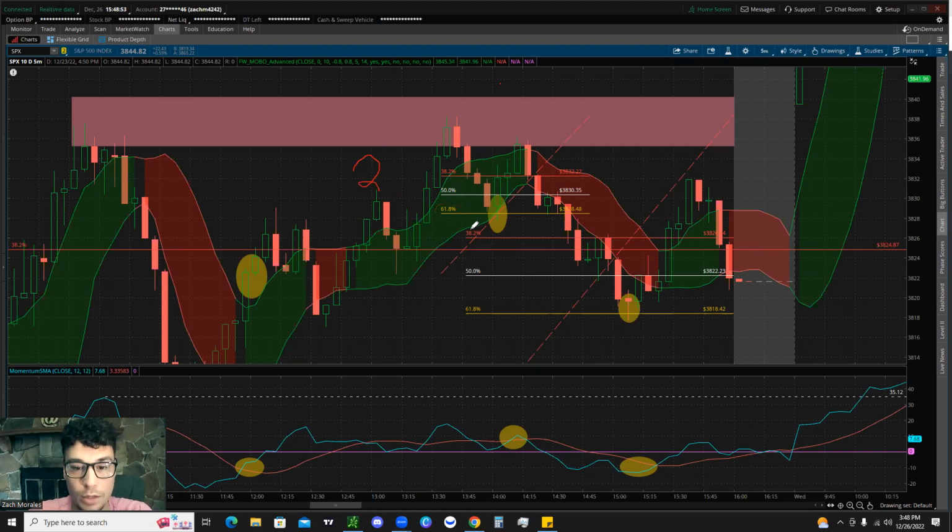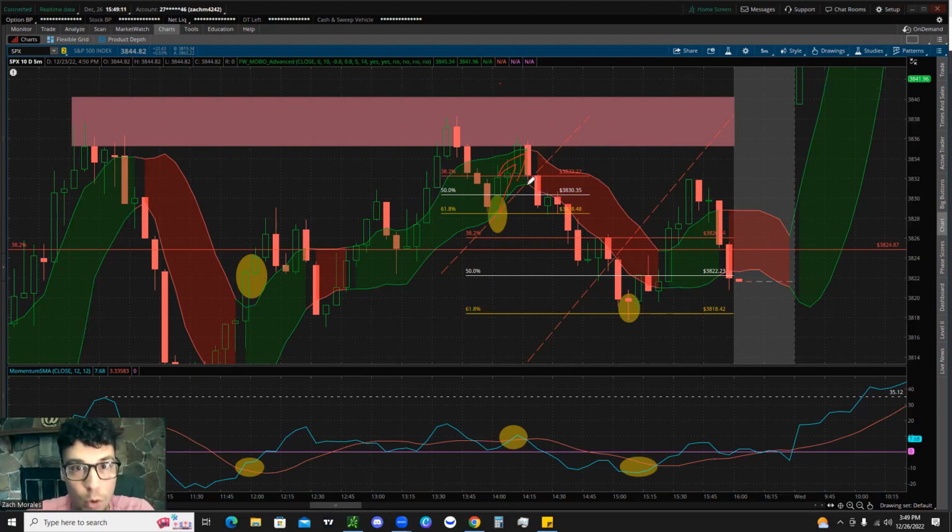Our second was we were holding the bands as support. And then our third, we ended up getting a momentum crossover on the momentum thing. So now I have three things telling me and giving me confidence in my trade, saying, hey, you have three things aligning now. You have three indicators. We may see a bounce here and a push up.